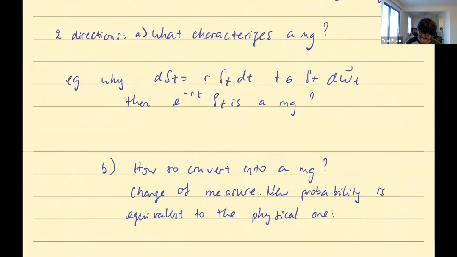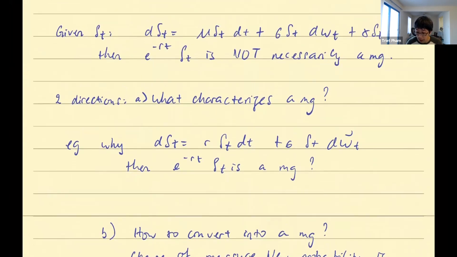So in other words, any event that is 0 under the new one will be 0 in the old one. So an impossible event in the physical world is also impossible in the risk neutral world. What implication does that have? The implication is that if you have no arbitrage in the risk neutral world, no meaning impossible, then you also have no arbitrage in the original world. And that's all we can kind of make sure of.